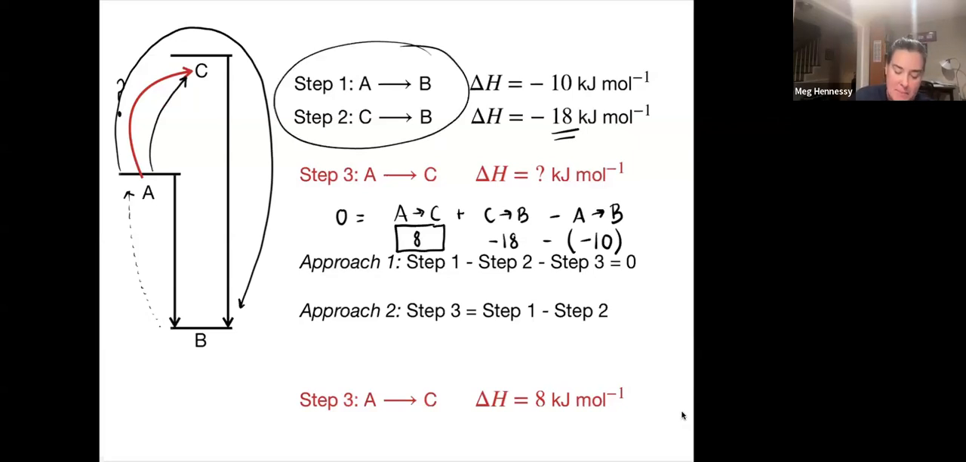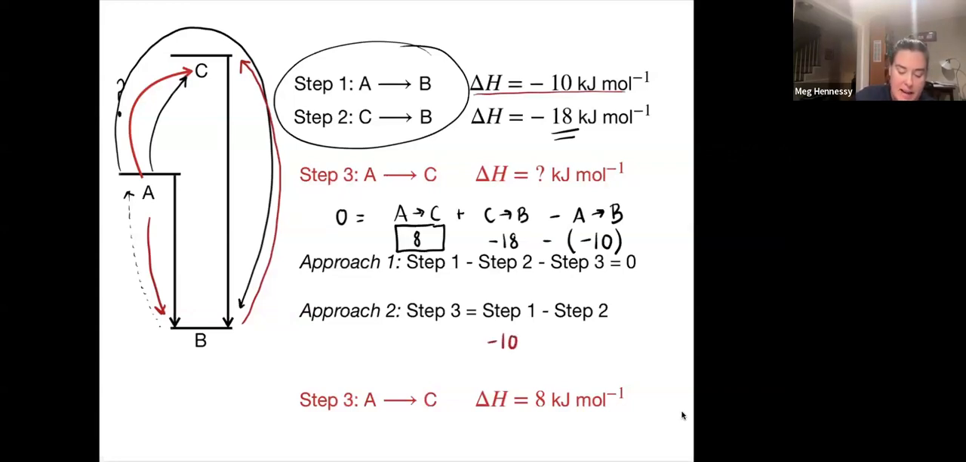Instead, what I'm going to do is go from A to B and then from B to C. So I'm going to make this a two-step problem. Well, I know how to go from A to B. That value's directly in the data. It takes -10 kilojoules per mole.